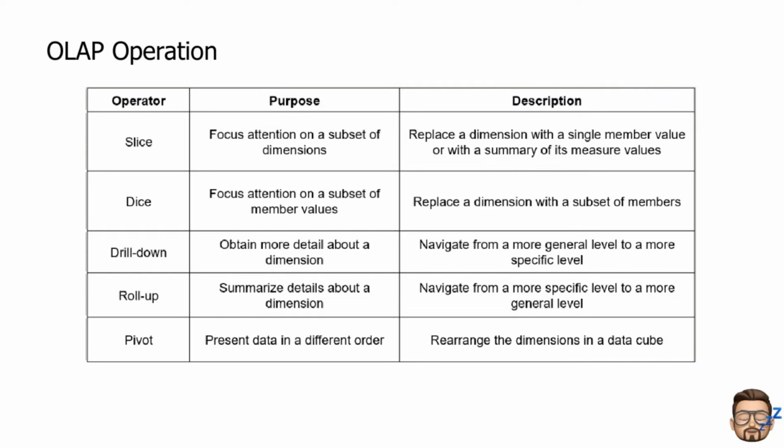For drill down, it obtains more detail about a dimension. It navigates from a more general level to a more specific level. For roll up, it summarizes details about a dimension. It navigates from a more specific level to a more general level. The last one is pivot. It presents data in a different order. We rearrange the dimensions in a data cube. All of these OLAP operations only work on the data cube. Let's take a look at an example of each and every OLAP operation.